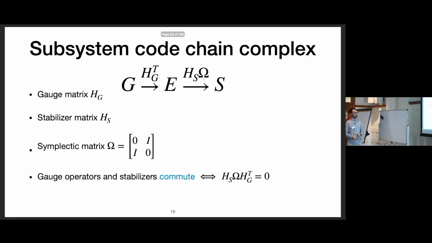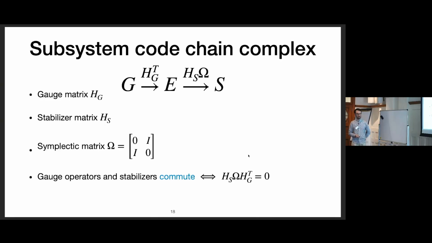Okay, and so the stabilizers and the gauge operators should commute, because the stabilizers are defined to be the center of the gauge group, and that corresponds to this equation here. And again, I'm using this symplectic matrix to overlap the X part of the gauge with the Z part of the stabilizers. And this being 0 is equivalent to this chain complex condition where the boundary of boundary is 0.